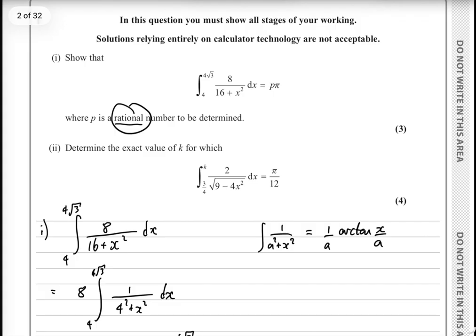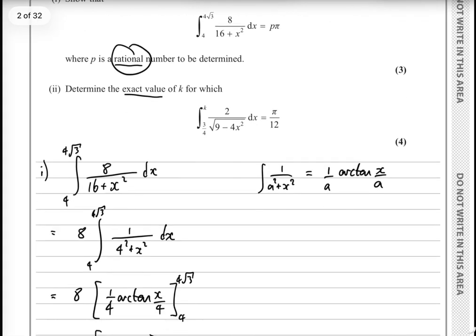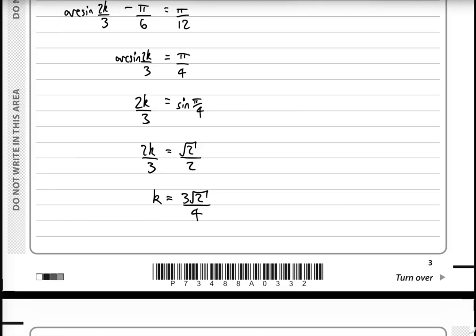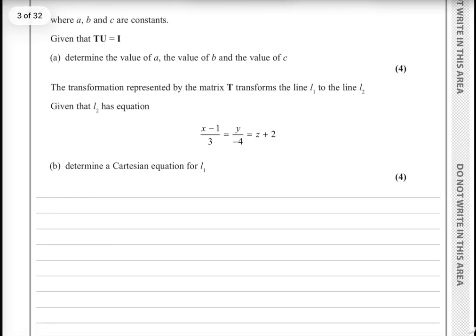Is k supposed to be irrational? The exact value, yep, that makes it sound like it's okay. K is 3 root 2 over 4. That finishes our first question. On to question number 2.